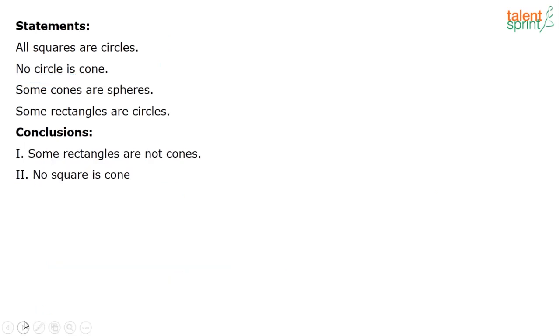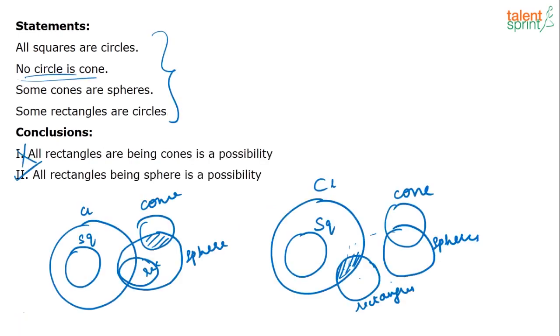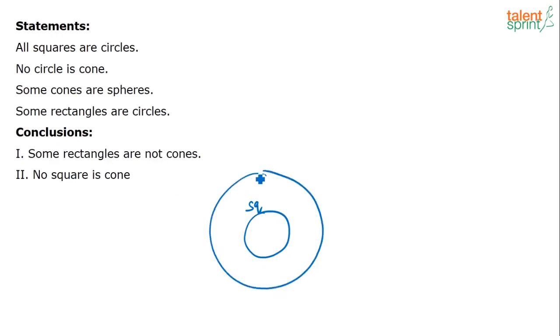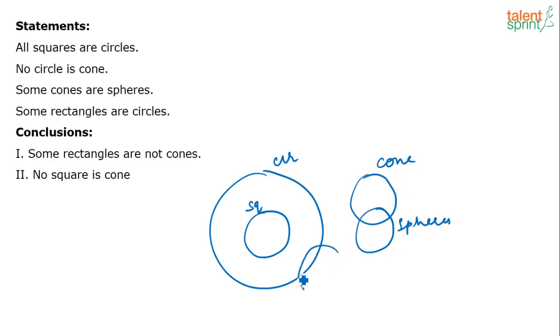Now let us look at the next question. All squares are circles. Again, I think it is the same question, right? The same statements: all squares are circles, no circle is cone. The same statement but with different conclusions they have asked. So let me just represent it. All squares are circles, no circle is cone. Some cones are spheres, and some rectangles are circles, okay.